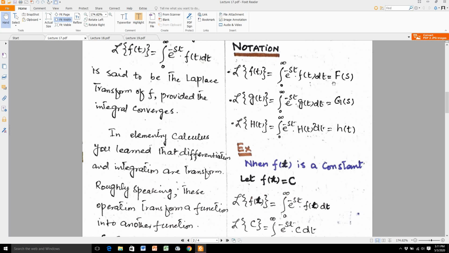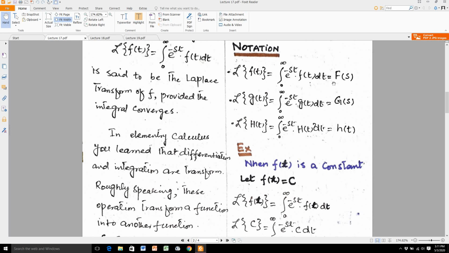Or one other example is the conversion of displacement into velocity. It is also a transformation. And the conversion of velocity into acceleration is also a transformation. Similarly, the conversion of acceleration into jerk is also a transformation.